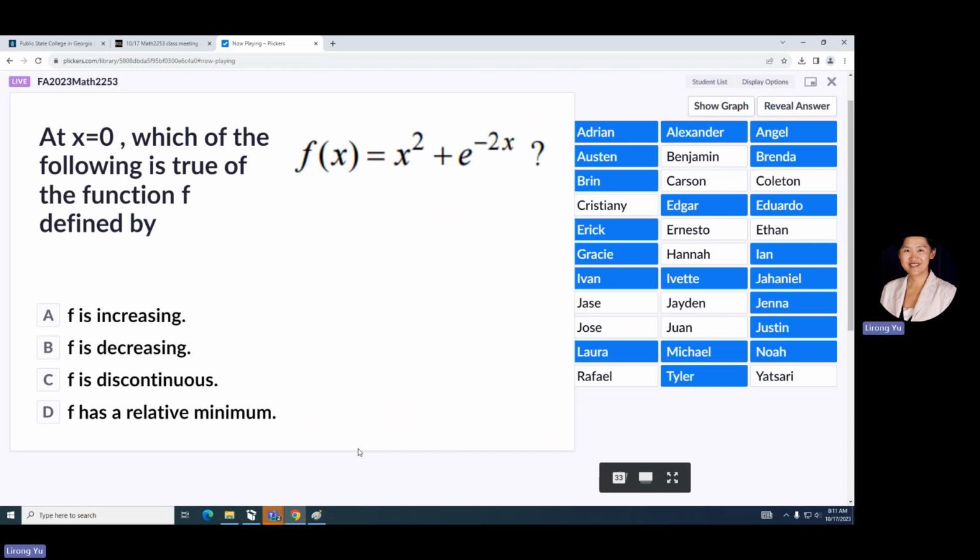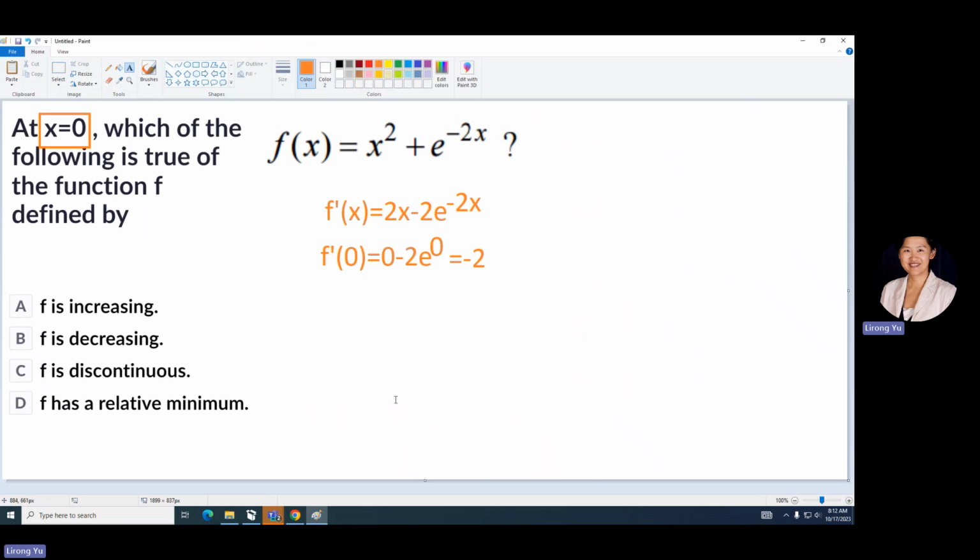To calculate the derivative, plug in 0 into the derivative. The calculation is as follows.